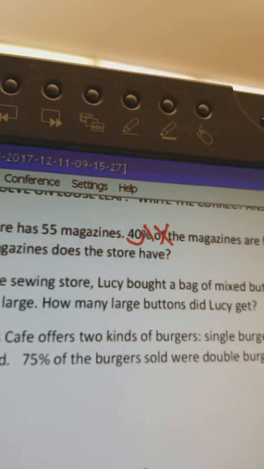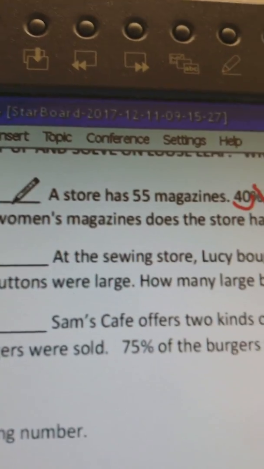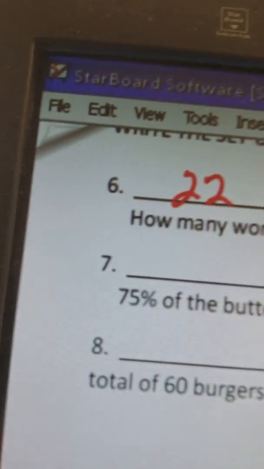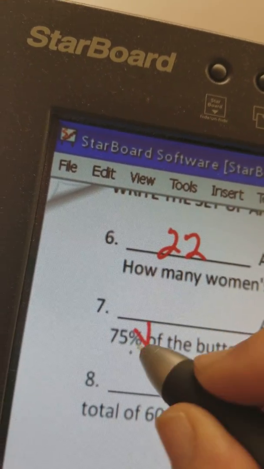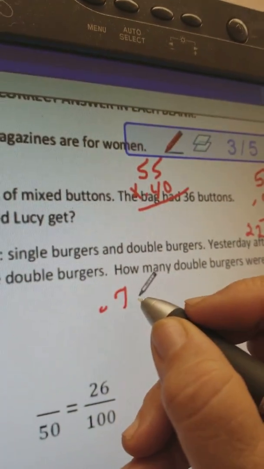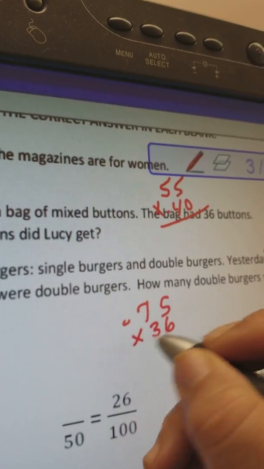Lucy bought a mixed bag of buttons. They had 36 buttons. 75% of the buttons were large. How many were large buttons? So you do 75% of, drop the percent, move it twice, 0.75 times 36.